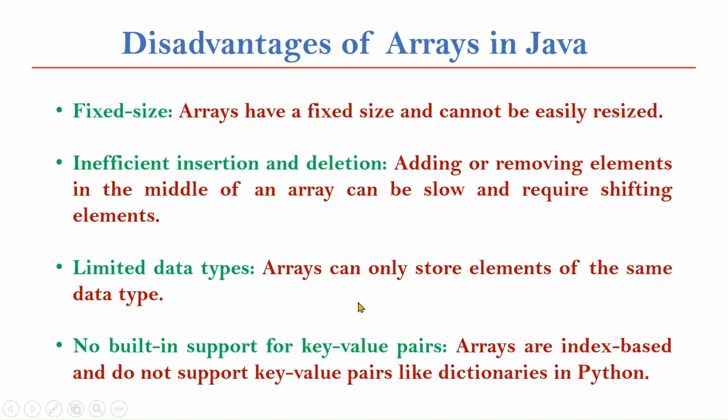Then limited data types. Arrays can only store elements of the same data type. If suppose I want to store different types of data into one array, that is not possible. So that is one of the limitations. No built-in support for key value pairs. I can't store the values like key and value as we see in the dictionary, right? Key and its meaning, key and value. That fashion we are not able to store into an array, but we can do in Python. So arrays are index based and do not support key value pairs like dictionaries in Python. So that is one limitation.